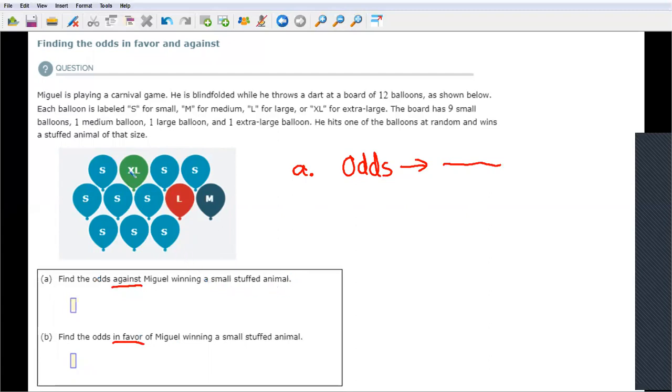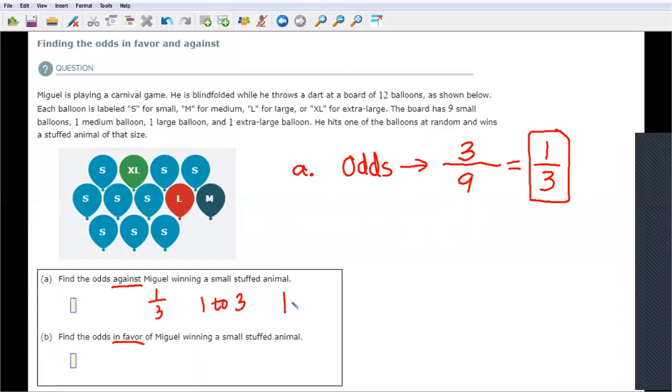Well, that would mean that he got either the extra large, the large, or the medium. So that would be one of those 3. And then on the bottom would be the situations where he actually did win the small stuffed animal, which in this case would be the 9 blue balloons over here. You'll see here that you have a fraction that can be simplified. So the odds are 1/3, or 1-3, or 1:3.